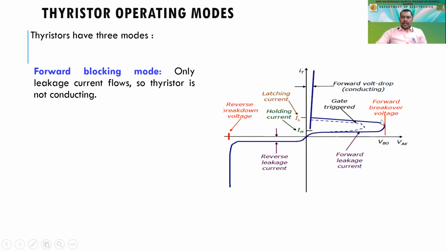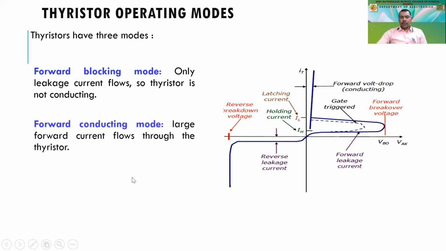And when you again increase the voltage to this level, all the junctions break down and a huge current flows through the SCR, right? So that is called the forward conducting mode. Large forward current flows through the thyristor, right? So this is that current, and this is the forward breakover voltage at which the voltage decreases, and a huge amount of current flows through the SCR.